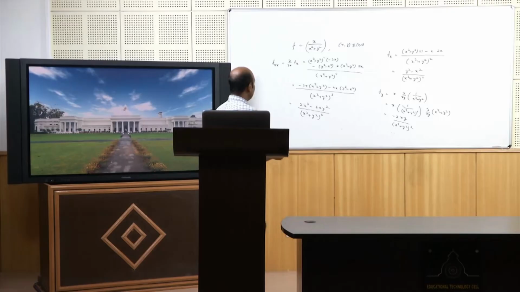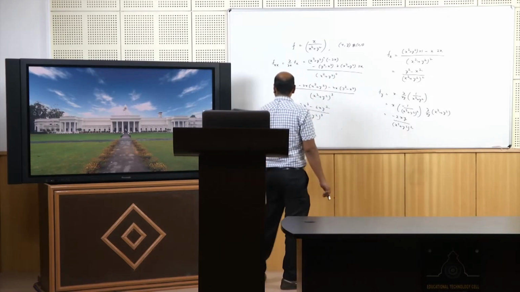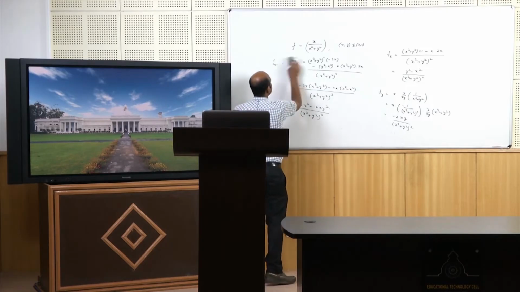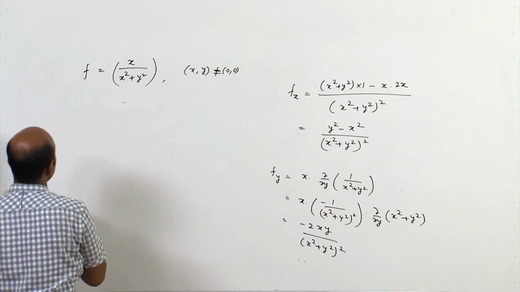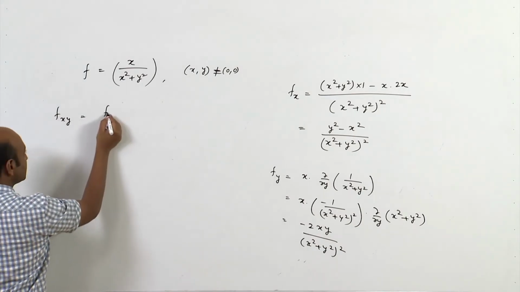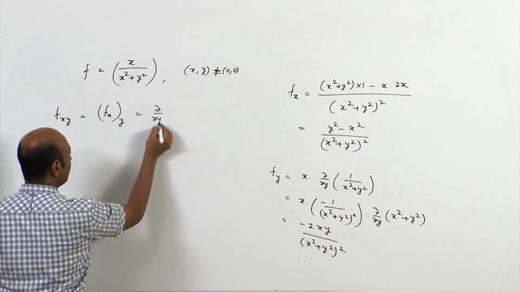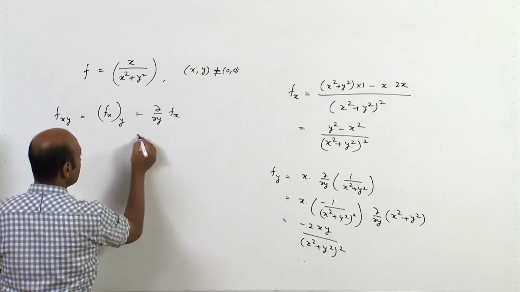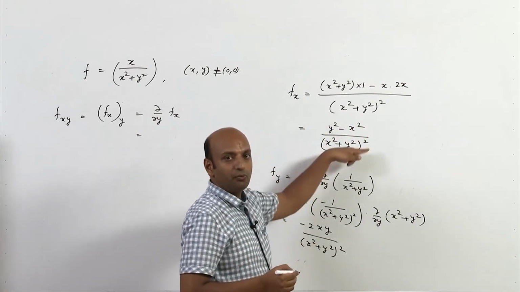Similarly, we can find fyy also. Now, let us compute one more term here, one of the mixed derivatives, any one, say we compute fxy. Fxy is del by del y of fx. That simply means you have to differentiate this partially with respect to y.